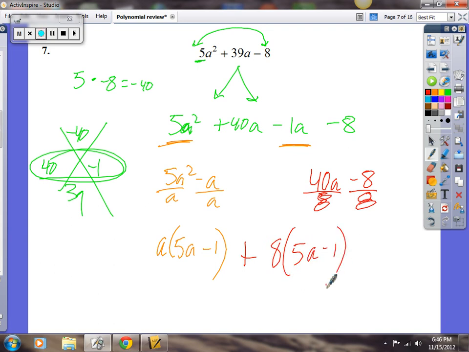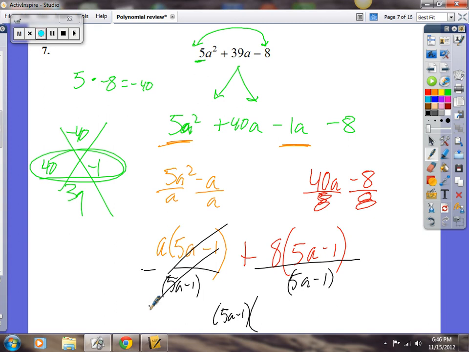Okay, now my GCF of both these is 5a minus 1. Divide this guy by 5a minus 1. So my answer is going to be 5a minus 1 times, in my second group it's what's left over, so it's going to be a plus 8.